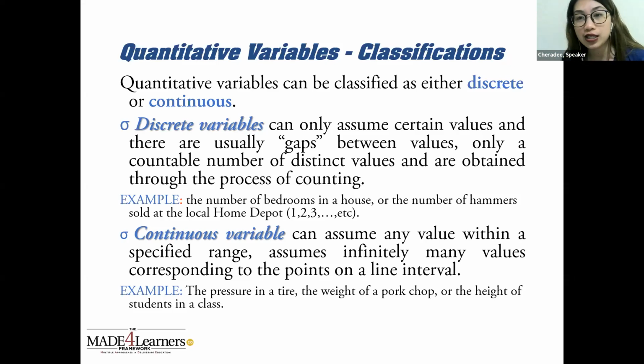So obviously, continuous is the opposite. It assumes any values within a specified range, assuming infinitely many values corresponding to the points on a line interval. Examples of this are pressure in a tire, the weight of a pork chop, or the height of the students in a class. So meaning to say, you are able to get data that has decimal values. Let's say, for example, your height, your weight, your income. Those have decimal values. So that is continuous. I guess I have more examples here.